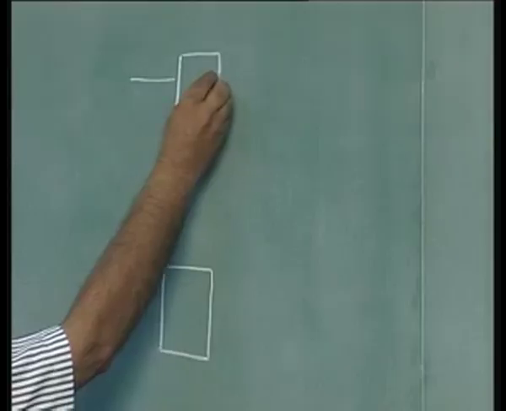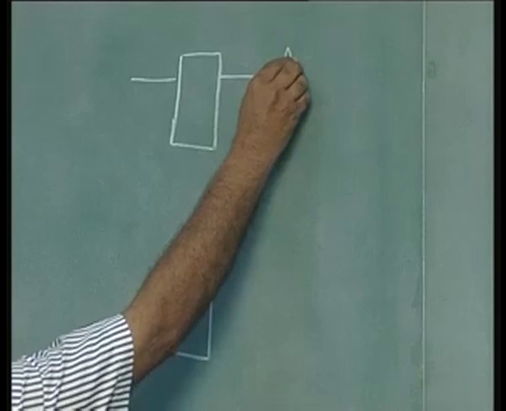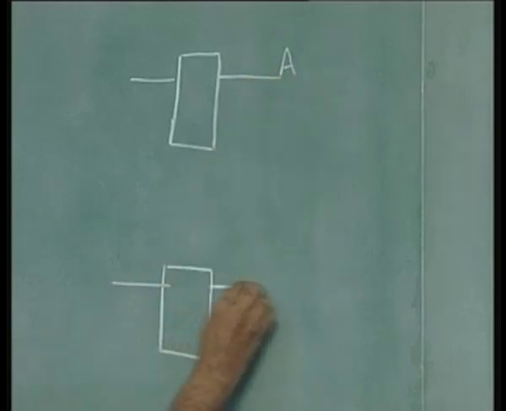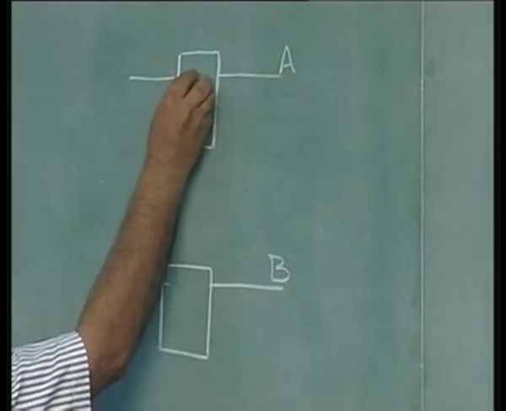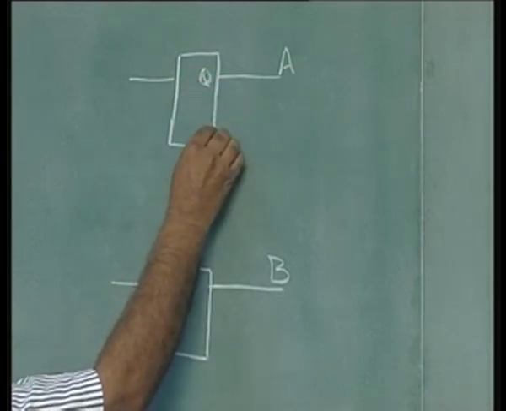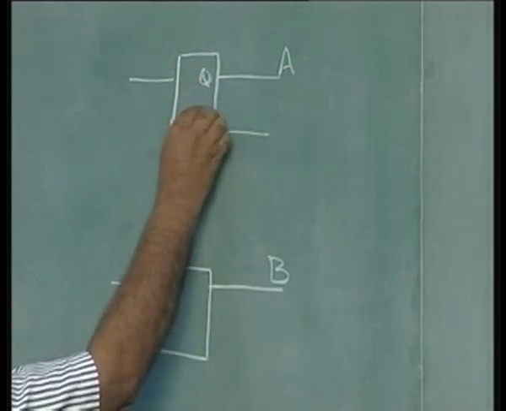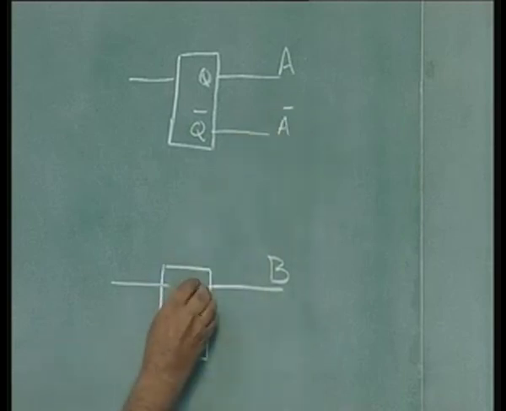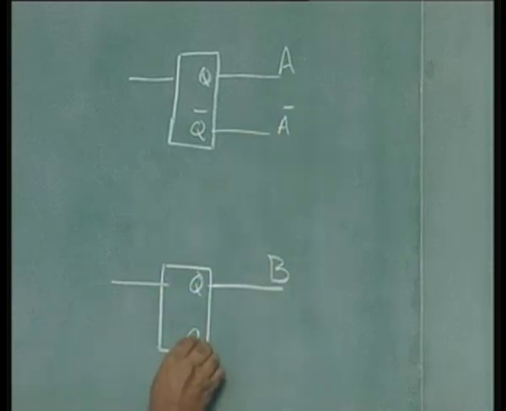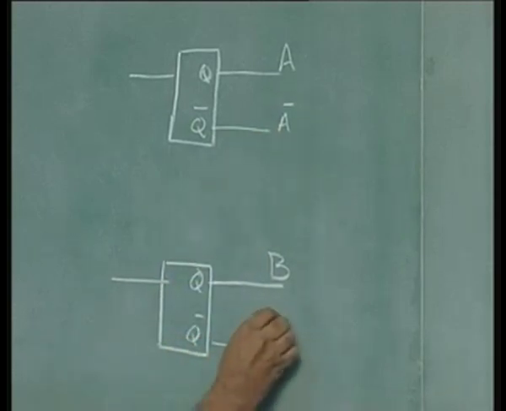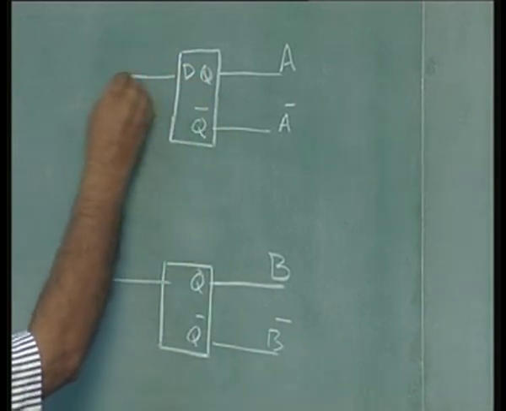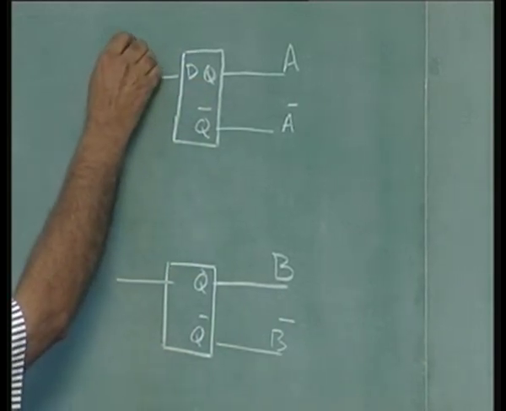So, this is flip flop A, output is A, flip flop B, B. So, Q is A, Q bar is A bar. Similarly, Q for this flip flop B, Q bar for B bar. The D of this flip flop we will call it DA or A plus.